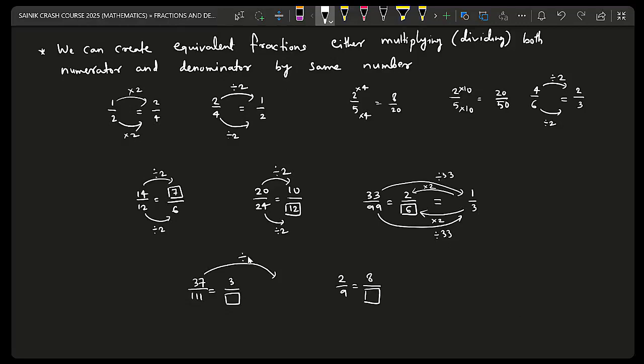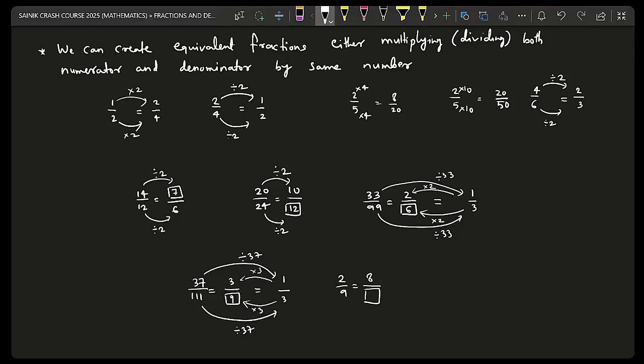37 divided by 37, you will get 1. 111 divided by 37, you will get how much? 3. Now, using 1 by 3, can we answer this now? Yes. Okay, how to get the answer? Sir, 1 into 3 is 3 and 3 into 3 is going to be 9. Very good, Sriradhya. You can mute yourself.